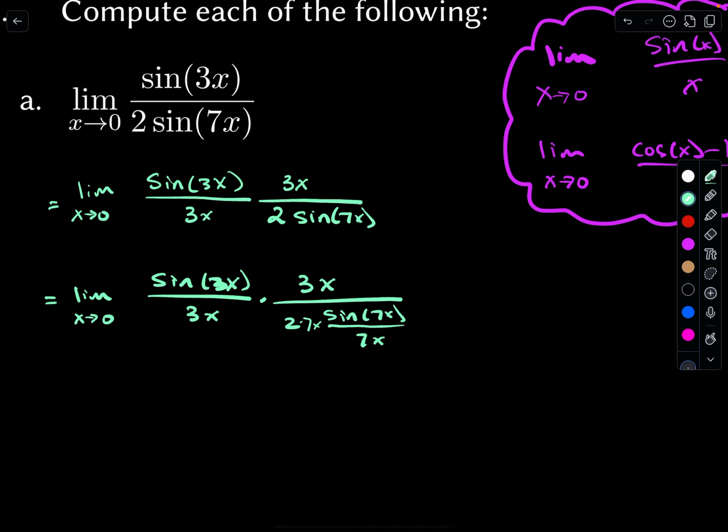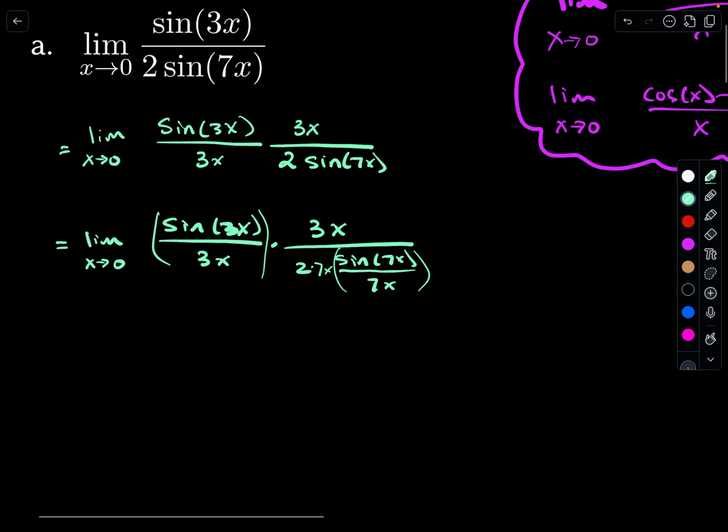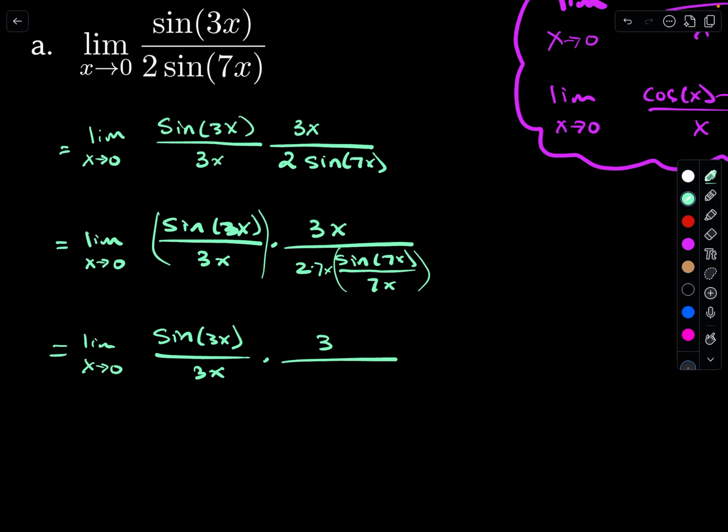Now let's clean things up, but I'm going to retain these two fractions, this one and this one. And so this will be the limit as x approaches 0 of sine of 3x over 3x times, notice that the x's will cancel there, so you have 3 over 14 times the sine of 7x over 7x.